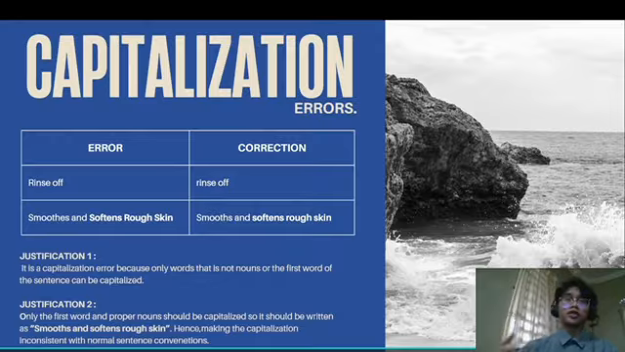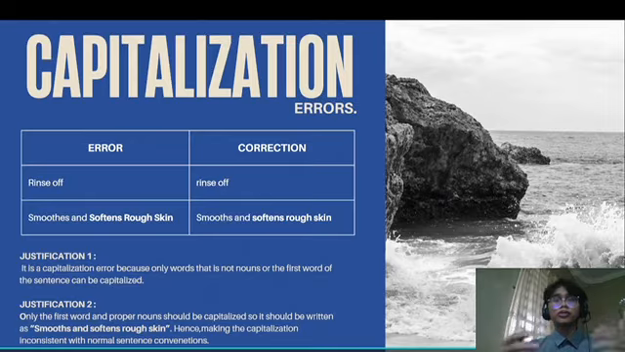Now for the second error, "smooth and soften Rough skin". The corrected version, "smooth and soften rough skin", again without the capitalized R on the rough. The justification for this is that only the first word and proper nouns should be capitalized. So it should be written as "smooth and soften rough skin" without the capitalized R on the rough, as the capital makes the capitalization inconsistent with normal sentence conventions.